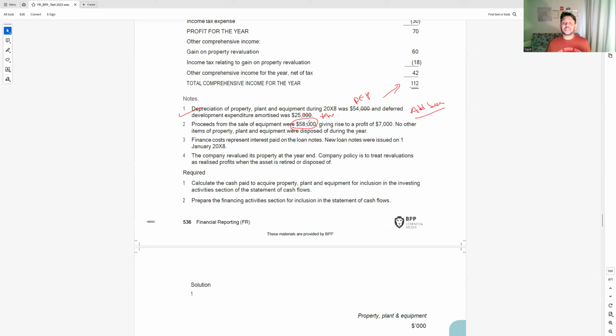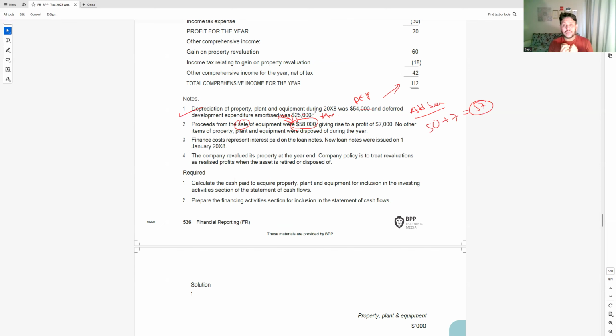Now, sometimes in the exam, they can tell you, proceeds from the sale of equipment, the carrying value was 50, and the profit was 7. We sold it for 57. So that means we need to take 57. Here they're telling us the selling price, so we take only that. No adjustment is needed. The question could be tricky, but you have to understand that. So if there is a selling price, that means the profit is already inside the 58. So I really don't have to split it to find the profit.